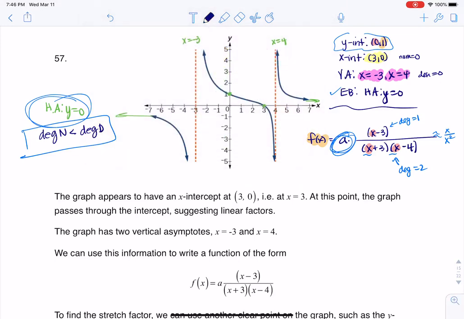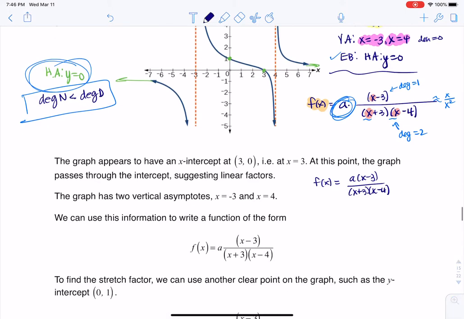So if I clean up what I have a little, I have f of x equaling a times x minus 3, over x plus 3 times x minus 4. Let's plug in (0, 1). So I'm going to have 1 is equal to a times negative 3 in the numerator. And then down in the denominator, when x is 0, I get 3 times negative 4.